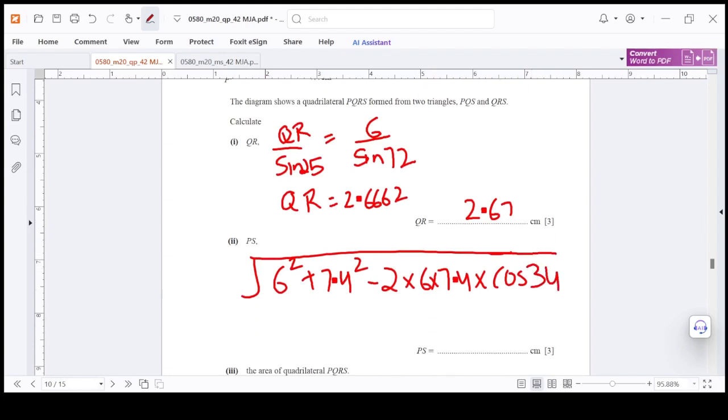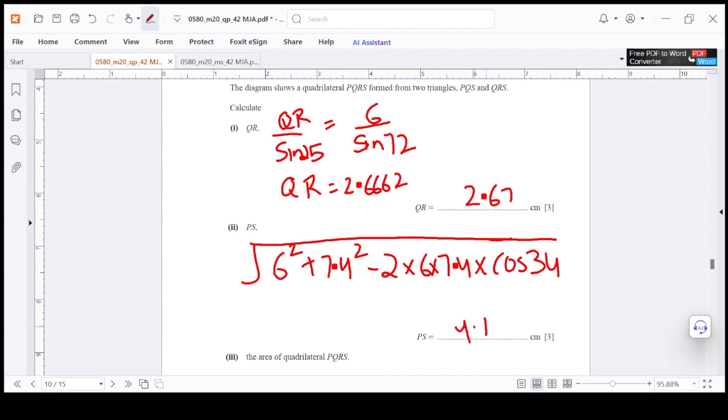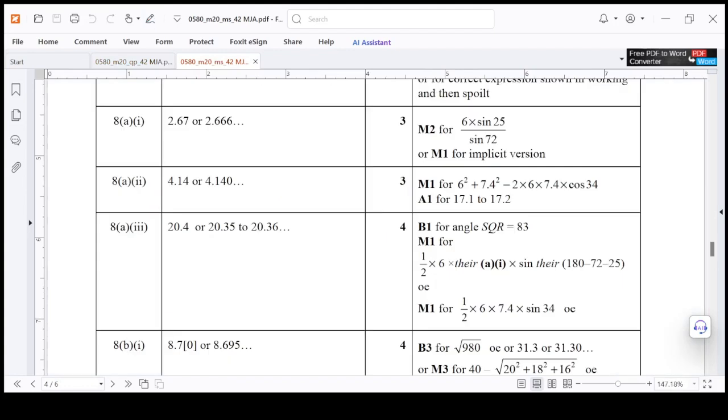Now I highly recommend entering this all once in the calculator in one go. Don't do it in parts. You're likely to mess this up. So I've written square root. Now I'm entering everything in the calculator: 6 squared plus 7.4 squared minus 2 times 6 times 7.4 times cos 34. And it's giving me 4.14. Please be right. Oops. Yep, it is correct.